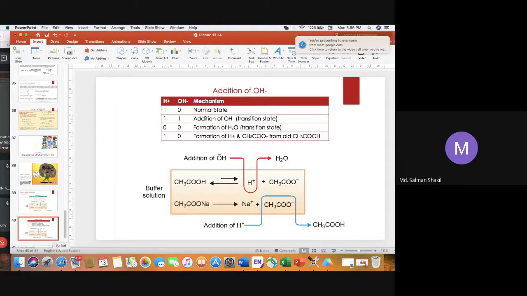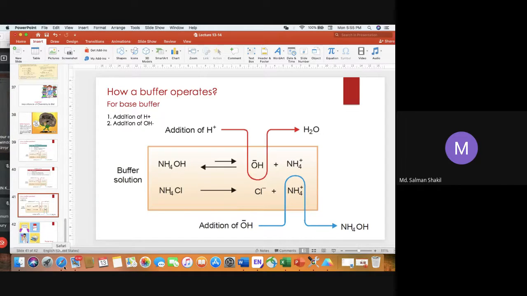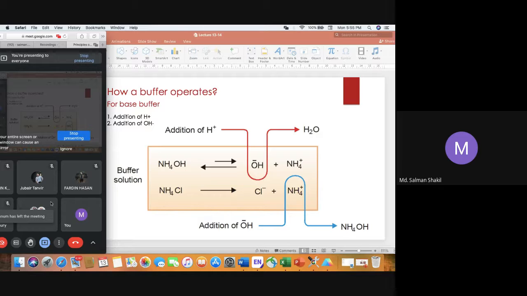Okay, so now can anyone explain this one? How this basic buffer will work? Any one of you?